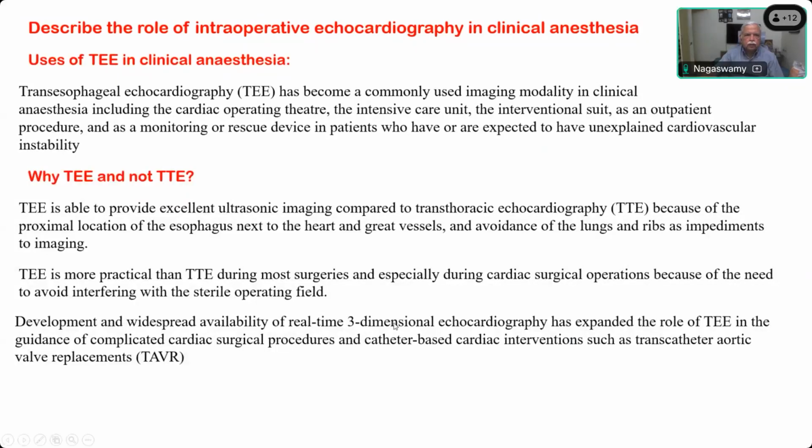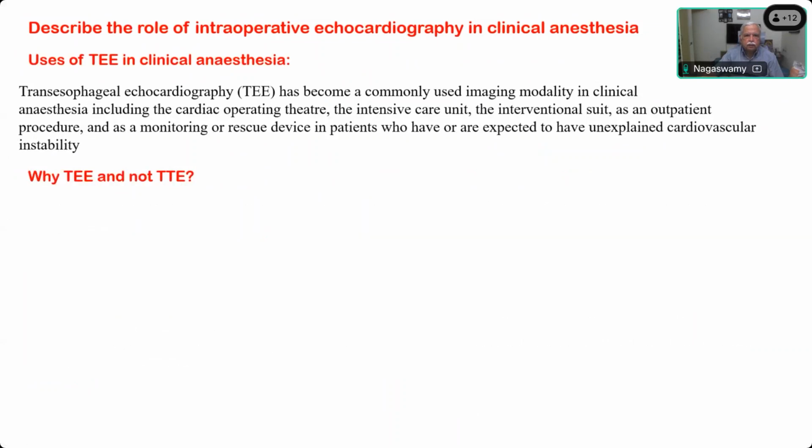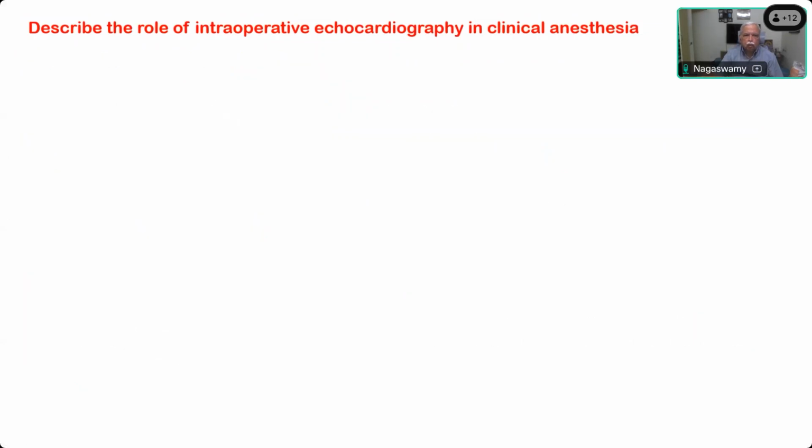So, are you able to see that? Yes, sir. So, describe the role of intraoperative echocardiography in clinical anesthesia. That is the question. Yes, sir.